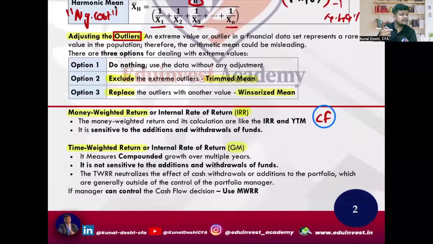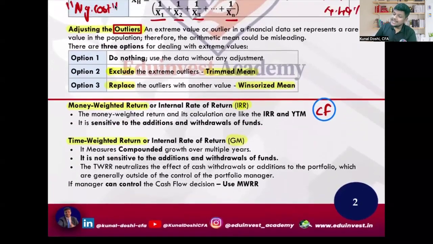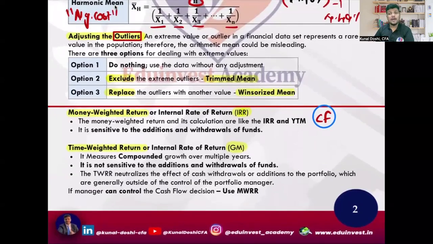So when they ask you for money weighted rate of return, you have to think from the cash flow point of view, cash inflow outflow. When they tell you to calculate time weighted rate of return, you have to think from the holding period return point of view. Then you don't have to think from the cash flow. Okay, keep this in your head right now. I'll discuss it when we go into that question.